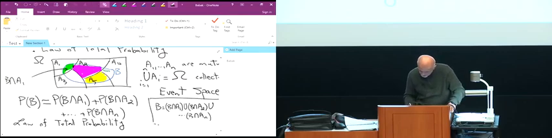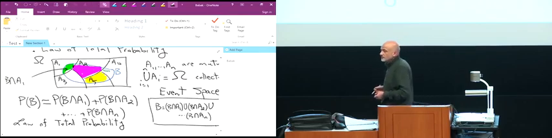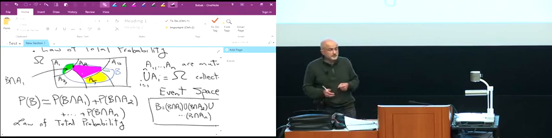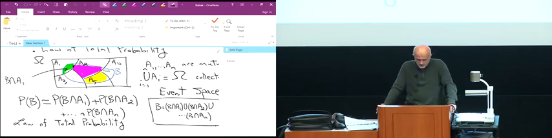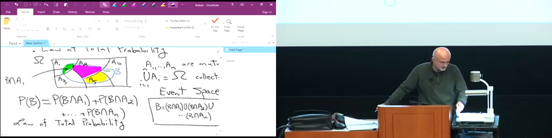So I'm representing B as a union of a bunch of non-overlapping sets, and using the additivity property, I'm simply saying the probability of the event B is the sum of all these probabilities. Okay, this will be used very often in our analysis. All right.